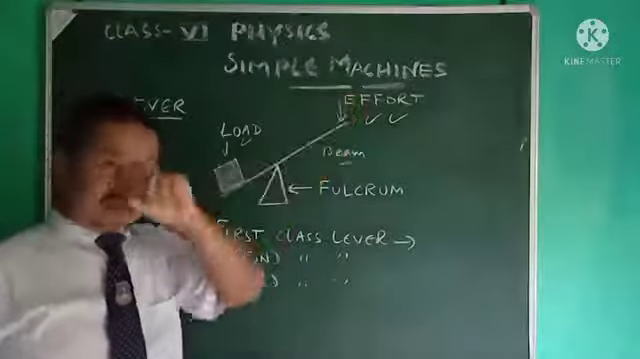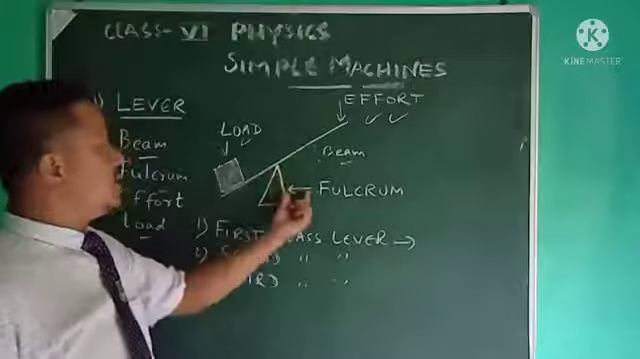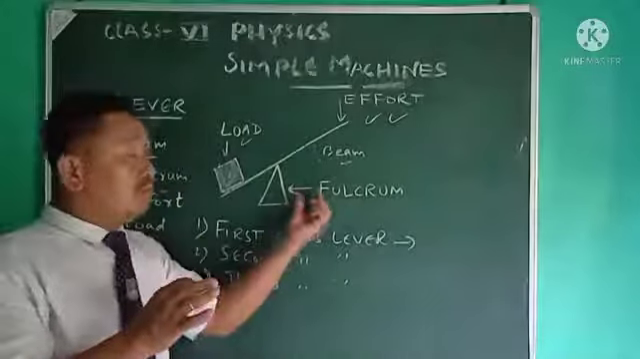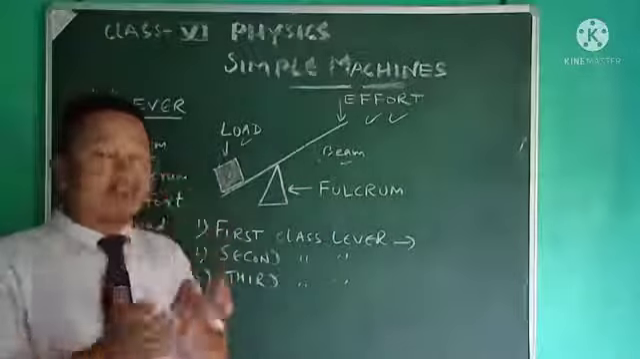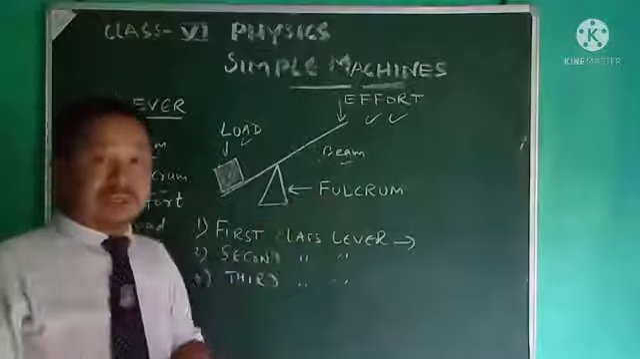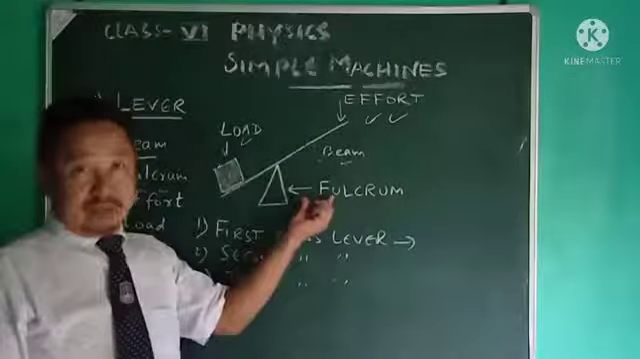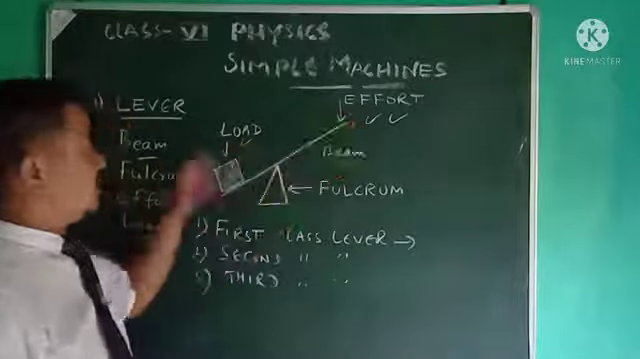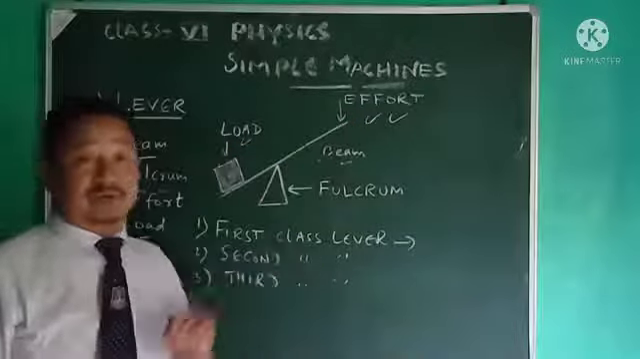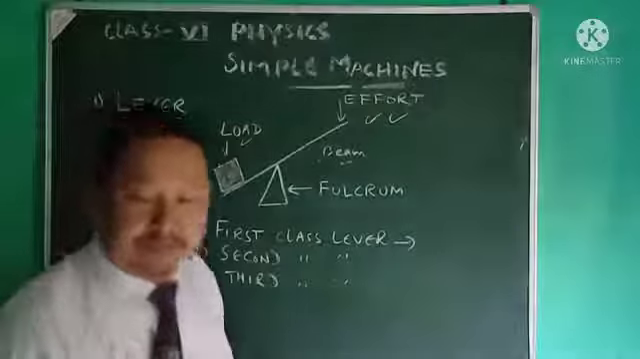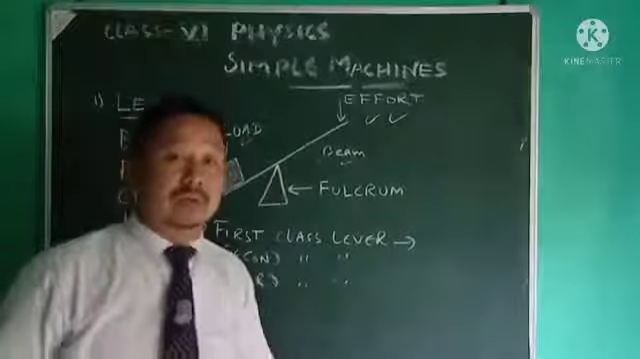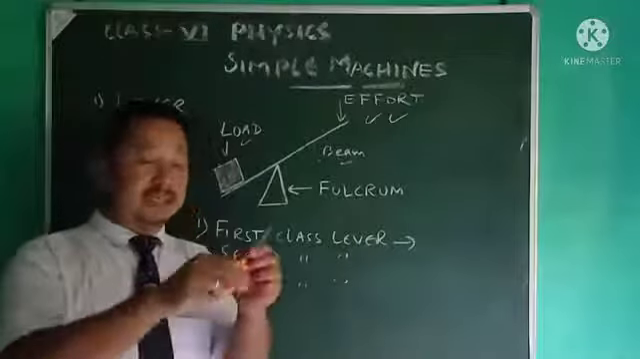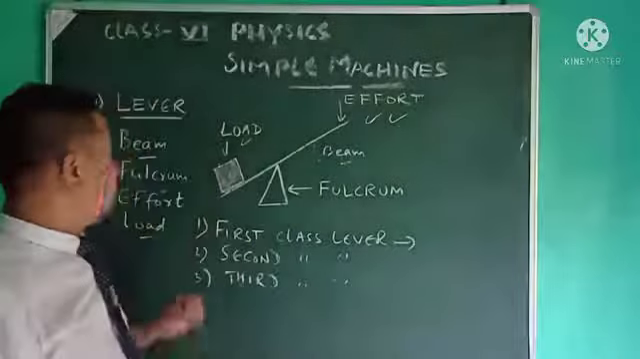Okay, in the first class lever, please remember that the fulcrum, which is an immovable part, the material on which it rests, is in the middle, in between the load and effort. Such a lever comes under the first class lever. For example, you see a scissor. Even in your book, the scissor is given as an example of the first class lever.